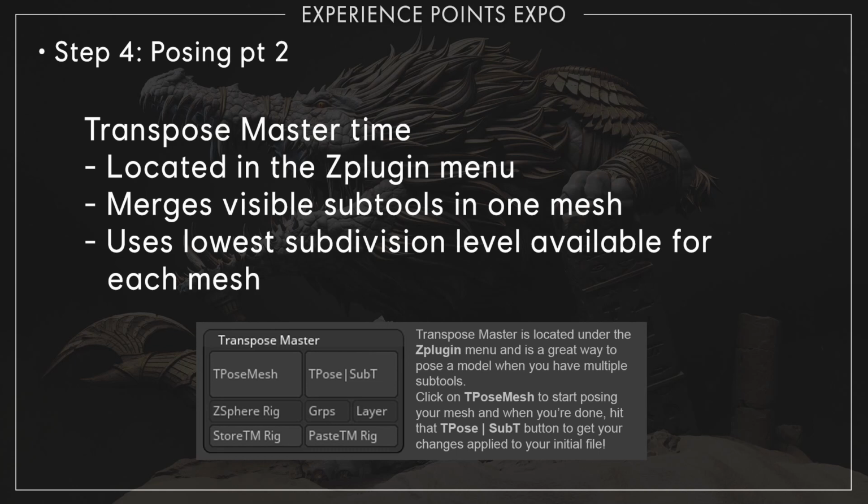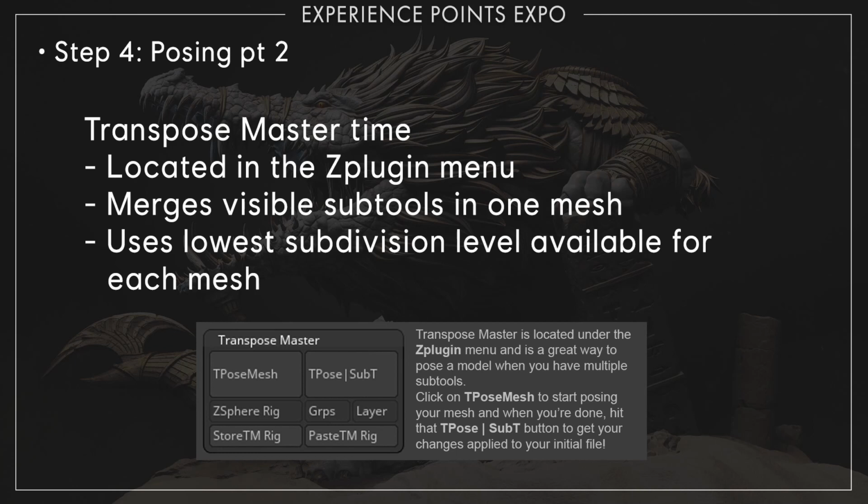Transpose Master is a tool that you can find natively inside ZBrush, and it's inside the Zplugin menu. Basically what it does is merge all visible subtools into one mesh with all the polygroups and all that stuff. And it does it at the lowest subdivision level available for each one of these meshes. So if you have a subtool that has 5 subdivision levels, it will go on the first one. But if you have an object that has no subdivision level, but it's still, I don't know, 2 million polys high, it will use this mesh.